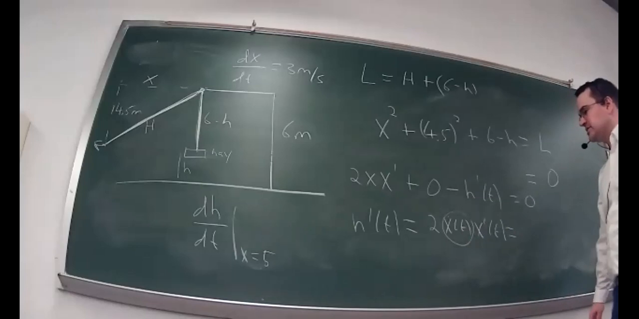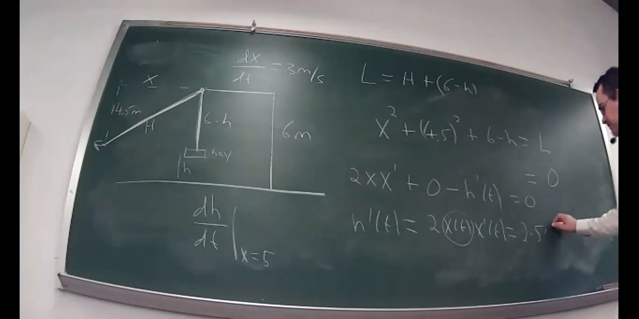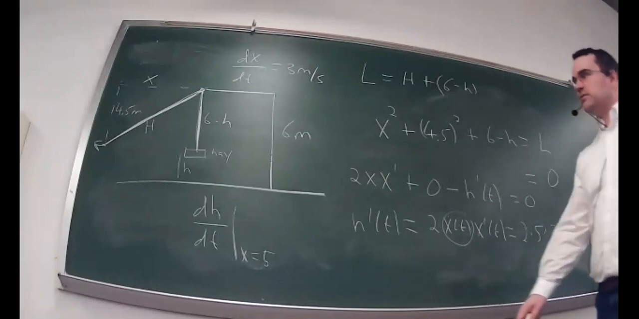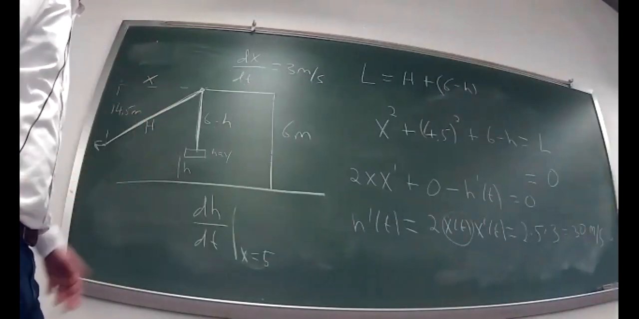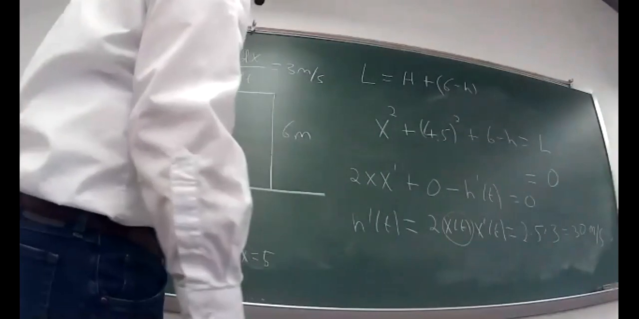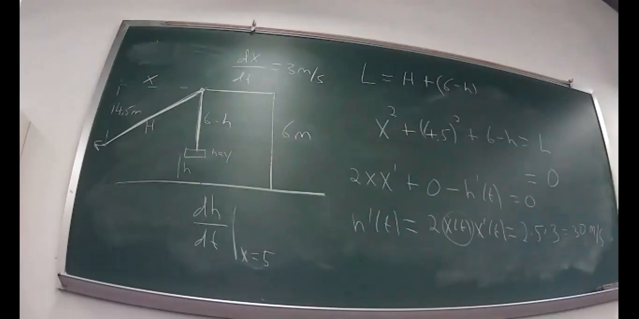But when it's true that x is equal to 5, you'll have 2 times 5 times 3, because the derivative of x is equal to 3. So you're going to get 30. And it's in meters per second. Don't forget the units at the end, like all your measurements were in meters, time is in seconds. So the derivative, distance over time, gives you meters per second. So I'm seeing that this bale of hay is being lifted up at a rate of 30 meters per second.